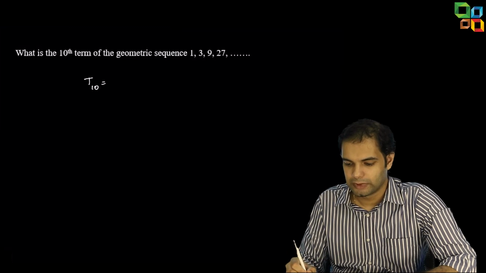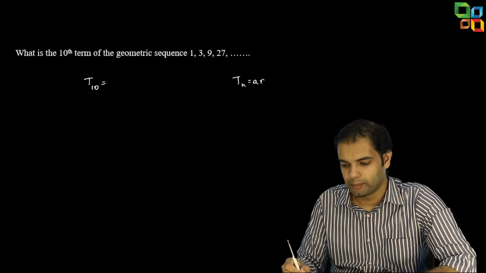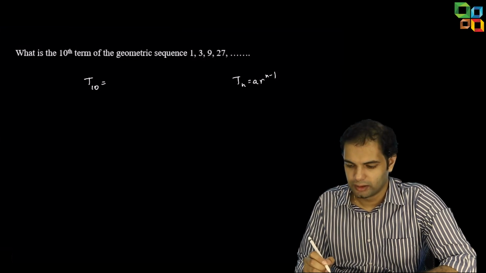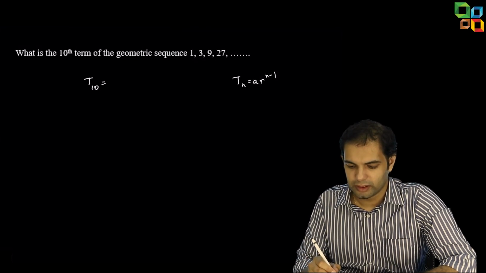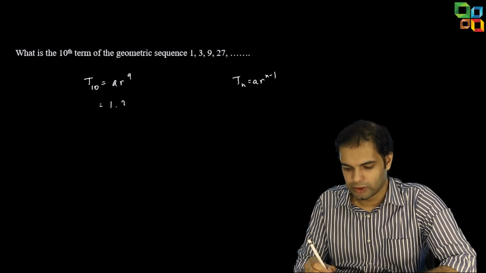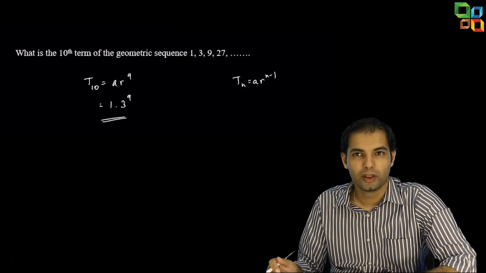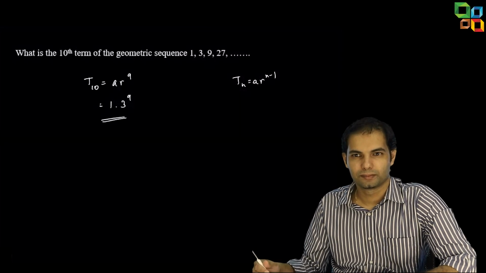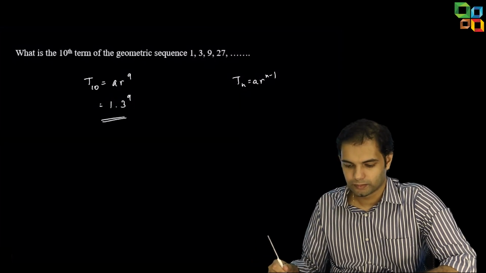Okay. The nth term was a into r power n minus 1 for a geometric series. So for the 10th term, it would be a into r power 9. 10 minus 1 is 9. So a is 1 in this problem. r is 3. So 3 power 9 is the answer. That's it. You do not multiply now. You keep it as it is. That's it. Direct application of formula. Okay. Yes, sir.